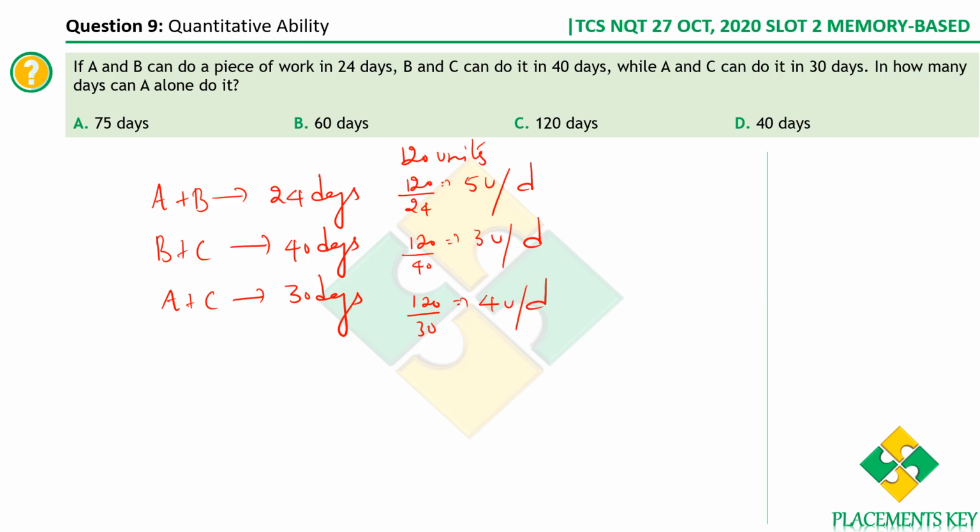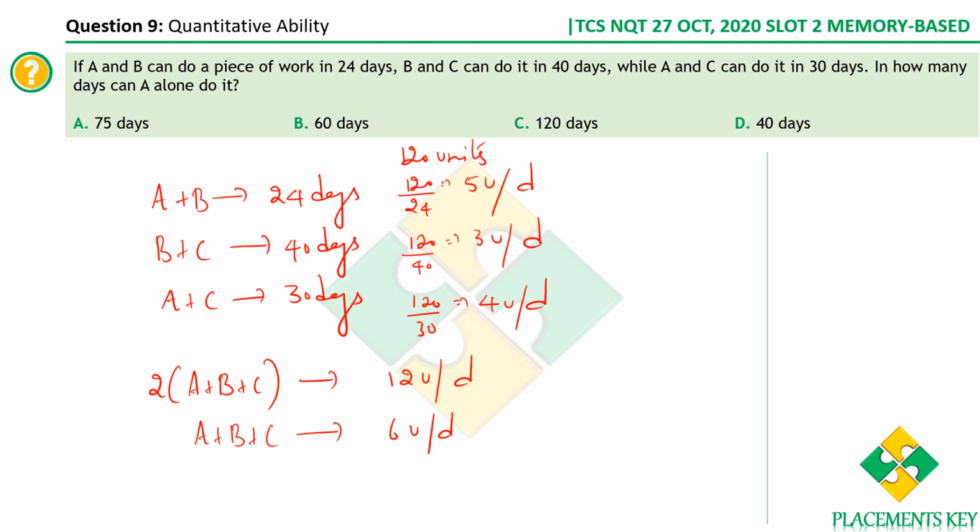Okay. Now if we add all these efficiencies, what do we get? A plus B plus B plus C plus A plus C. So you get twice of A plus B plus C. And you get the values, 5 plus 3, 8 plus 4, 12 units per day. So A plus B plus C can do how many units in a day? 6 units in a day. Okay, so this is all that we've got.